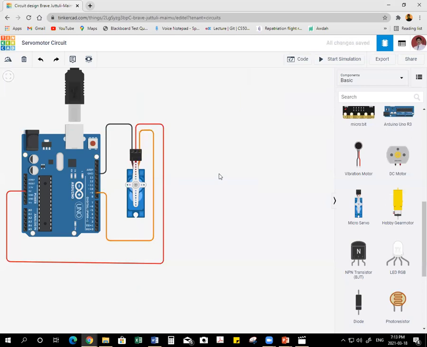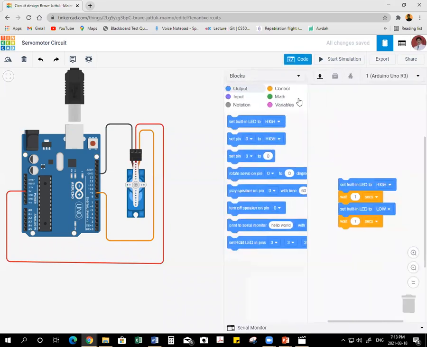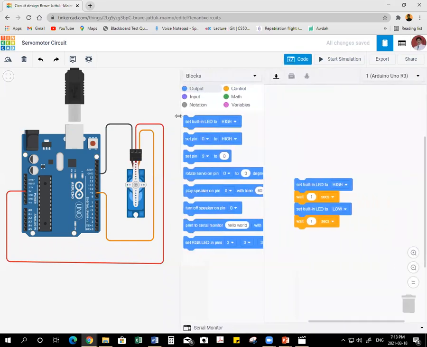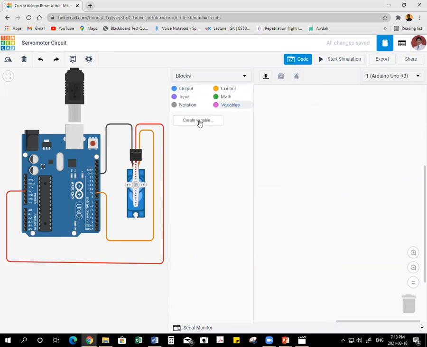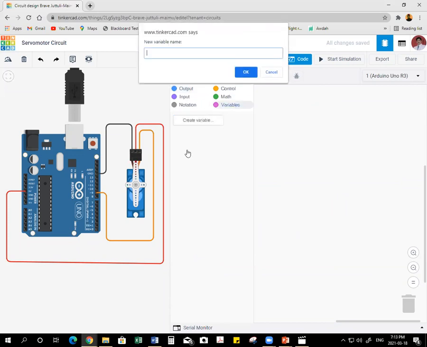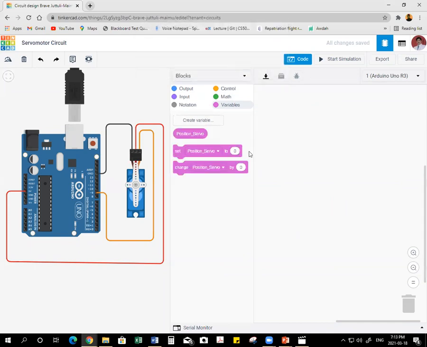Okay, circuit building is finished. This task is very easy. Main task is coding, how to control. So I will maximize this. Next, remove this default code. Now, again, I need a variable, called position of the servo. Position underscore servo, one variable I create. So 3 blocks are created.